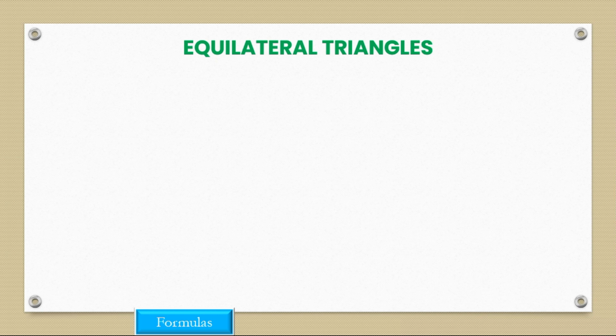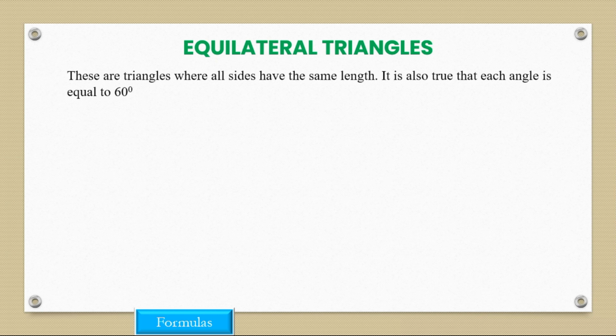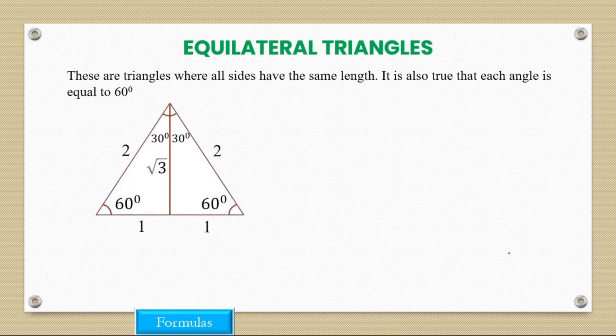We're going to move on to equilateral triangles. And what are equilateral triangles? These are triangles where all sides have the same length. It is also true that each angle is equal to 60 degrees. Remember that all the angles inside the triangle total 180, and if it's equilateral, all vertices have the same angle, which is 60 degrees. So this is what we have here.